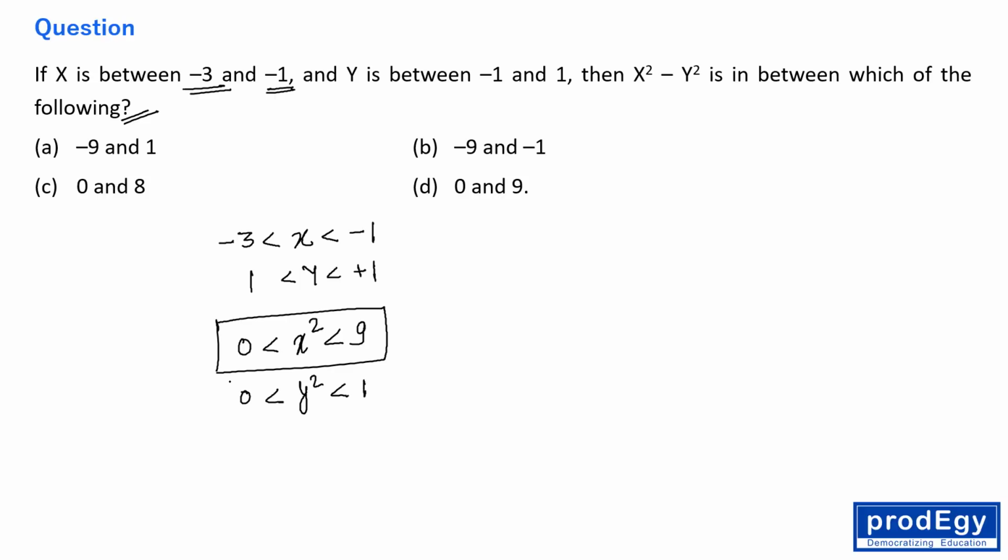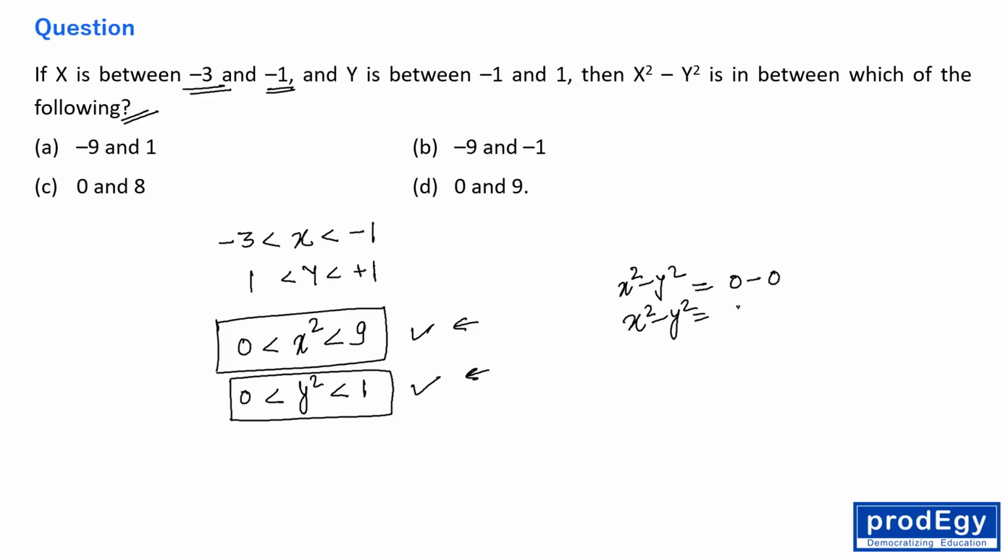0 to 1, right? So now we need to find the least value of x square minus y square and the greatest value of x square minus y square. Least value of x square minus y square is 0 minus 0, 0 from here and 0 from here, because both are non-negative values, right? So the least value will be 0.